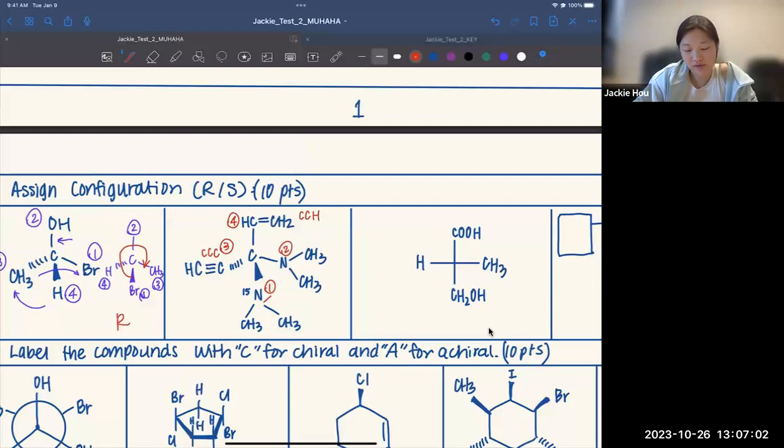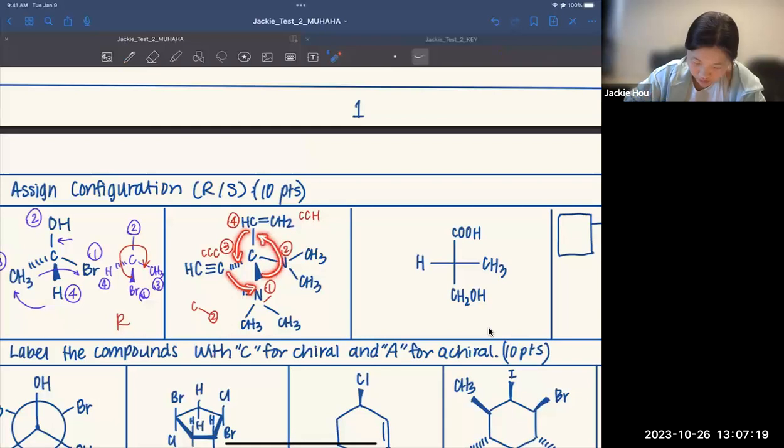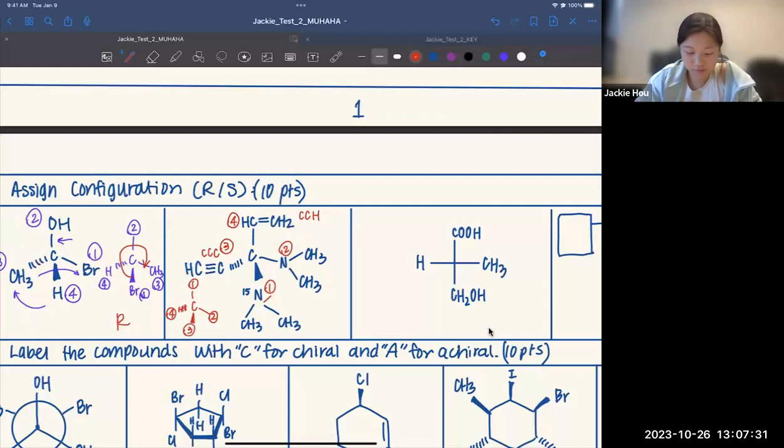And so again, we're going to have to rotate it so that our fourth priority group is on a dash. So in this group, I'm still going to keep 2 constant. I'm going to rotate it so that this one is here, 3 is over here, and then 1 is up here. Now I can assign. One, two, three, and so it's R.